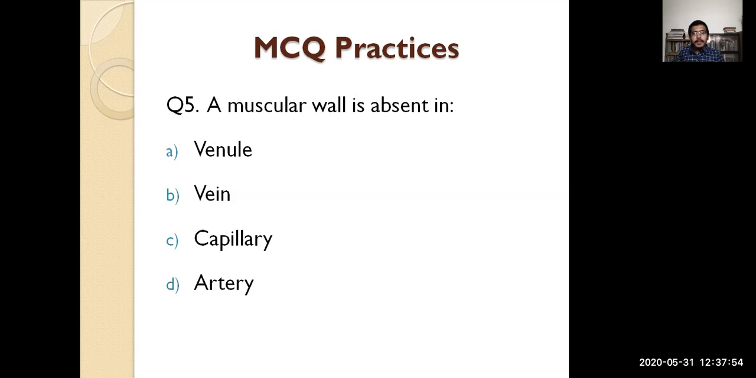So a muscular wall is absent in the capillaries, because if we talk about the structure of the arteries and veins, they are mainly made up of three layers, as we have already discussed: tunica externa, tunica media, and tunica interna, which is also called endothelium. But the capillary consists only of the endothelium, so it is very thin. Due to its very thin nature, the nutrients and gaseous substances can easily diffuse into the tissues from the blood. So the capillary does not contain a muscular wall. It does not contain the tunica externa and the tunica media. So it is the right option.